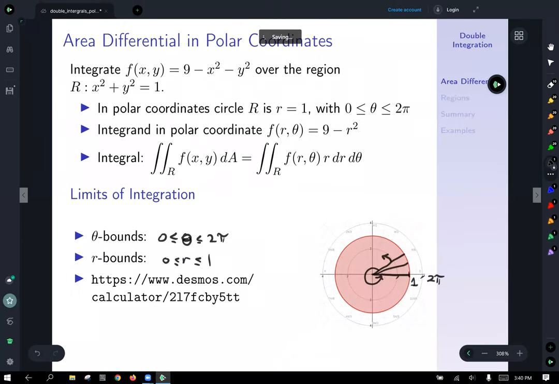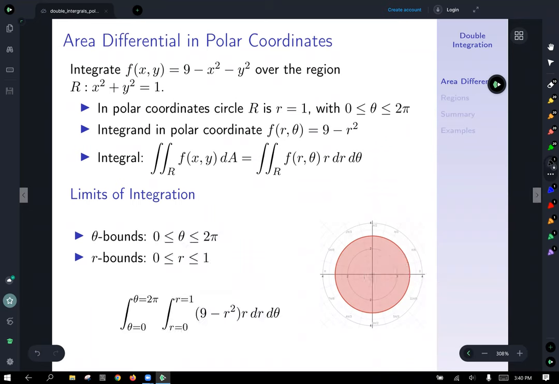Okay, back to our example. Now we've got our integral set up. And again, notice I didn't forget this little guy, but a secondary comment: you do have to put your integrand in a set of parentheses because that extra r in the area differential is applied to the entire integrand. So you have to remember that too.